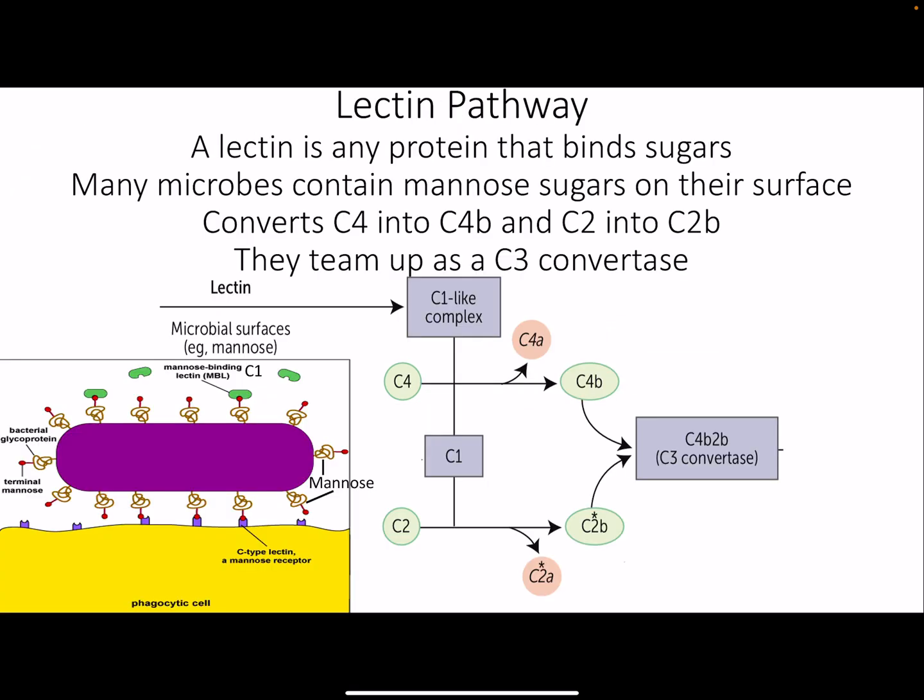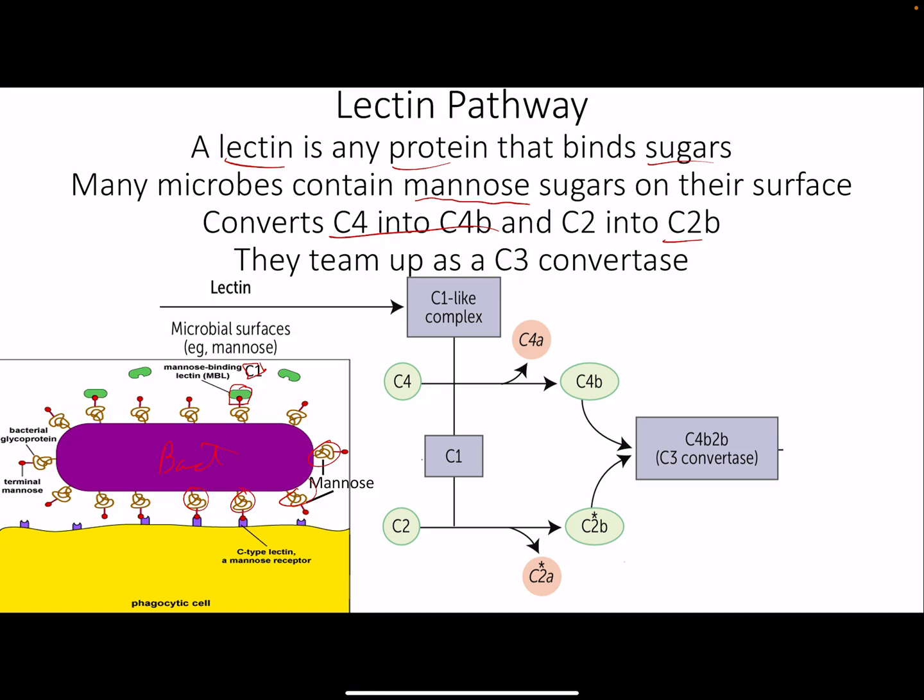So the lectin pathway. A lectin is just any protein that binds onto a sugar. A lot of bacteria happen to have mannose sugars on their surface. Isn't that convenient? So here we have this bacteria shown here, and we have all of these mannose sugars, and here's a mannose binding lectin. Let's pretend that this is C1. So we'll bind onto this, and this can now activate C4 turns into C4b. The B is typically the activated one, and then we can also activate C2b.